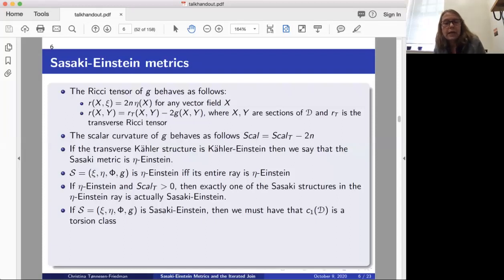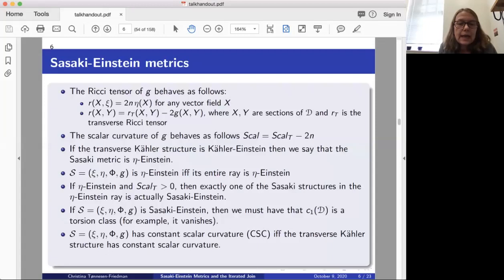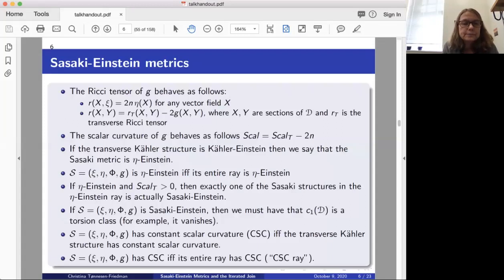All right. And if a Sasaki structure is Sasaki-Einstein, then one can calculate that the first Chern class of the contact bundle has to be a torsion class. So for example, and often for practical purposes, if we let it vanish, then it's okay, right? So it's a necessary condition that it's a torsion class, and you will go a little bit beyond the necessary condition if you make it vanish. All right. And just to finish the story about constant scalar curvature, a Sasaki structure has constant scalar curvature if and only if the transverse scalar structure has constant scalar curvature. So in that case, the whole ray has constant scalar curvature. Okay. All right.